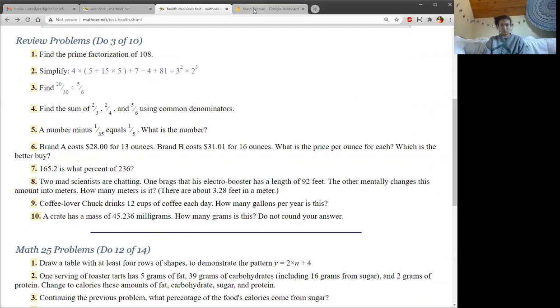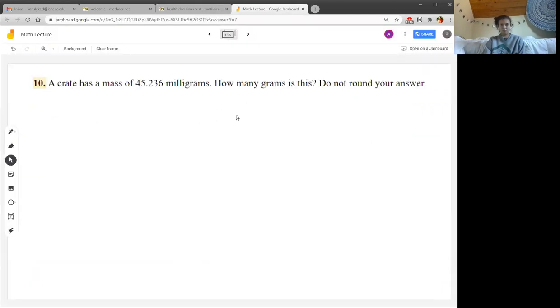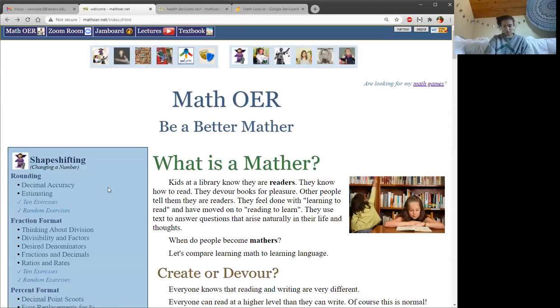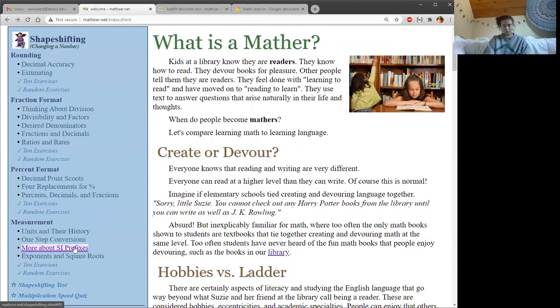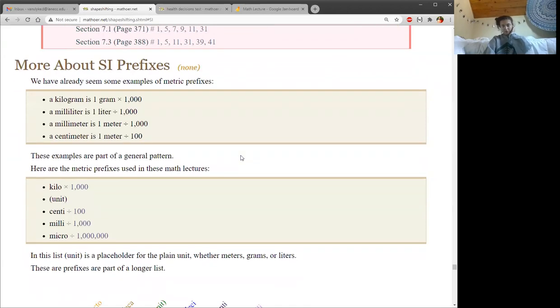So I've taken this problem and put it here, but before we solve it, I want to do the Math 20 review. This is something from the shape-shifting section. The topic is named More About SI Prefixes. If you are doing this review at home, I would also read the units and their history. So if you haven't heard of milliliters or liters or things like that, you can get some context. But we can just do this without the context.